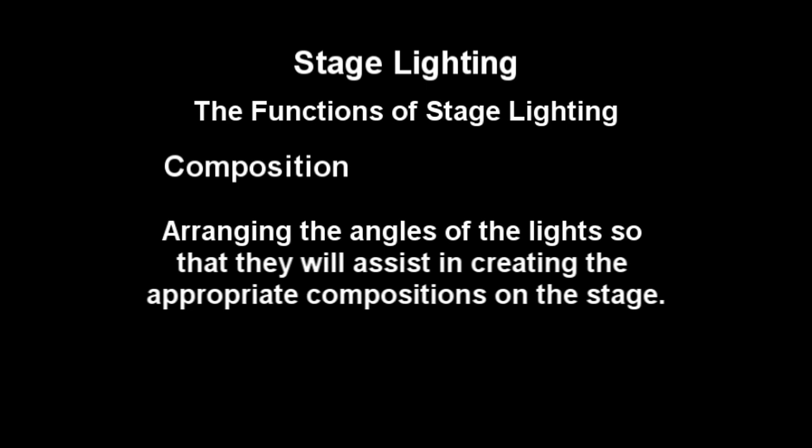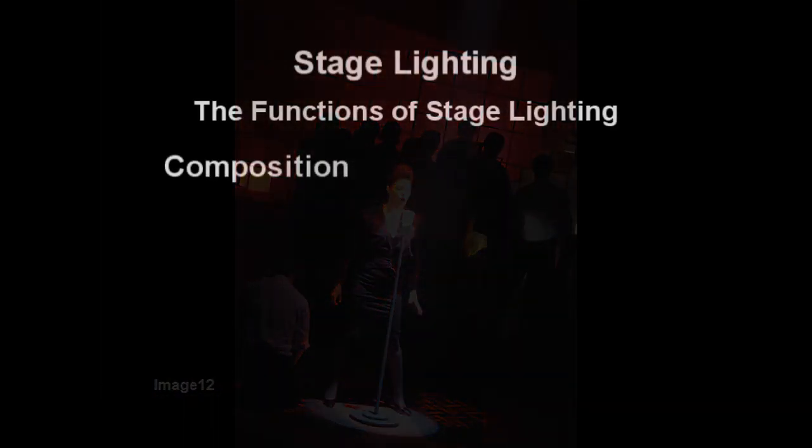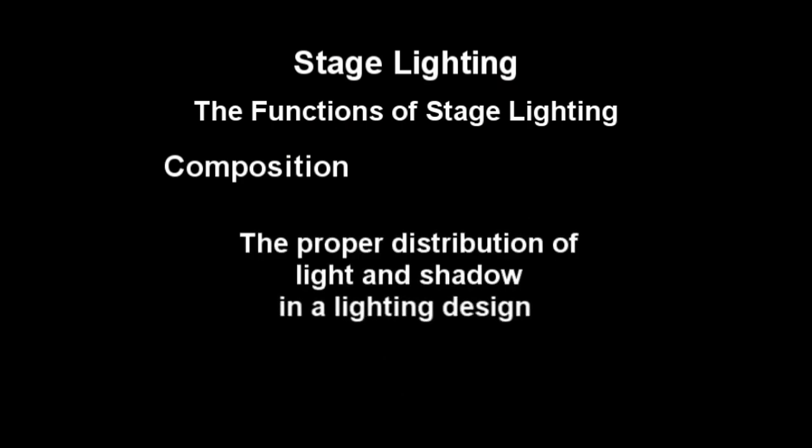Besides creating proper visibility, establishing the appropriate mood, and assisting in creating the proper focus, an additional function of stage lighting is referred to as composition. The stage director's task in a proscenium arch production is to create a series of stage pictures. In this way, they are creating a composition that reveals the overall nature of the scene. The angle from which the lights are directed into the stage picture will affect the overall composition of the image. Composition relates to the proper distribution of light and shadow in a lighting design. How the lights are arranged will affect the composition.